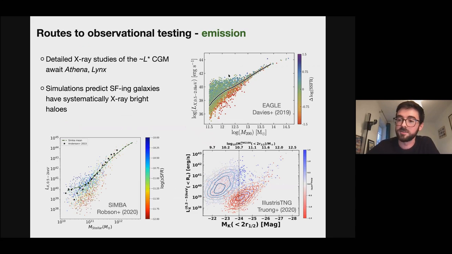But I guess you would hope that in a stack, if you were stacking your Rosetta maps up, you would somehow wash out a fair bit of that phenomenon, and ideally get to the real underlying correlation, just using it as a proxy for the content of the CGM. But yeah, that would be a problem that you'd have to think about.